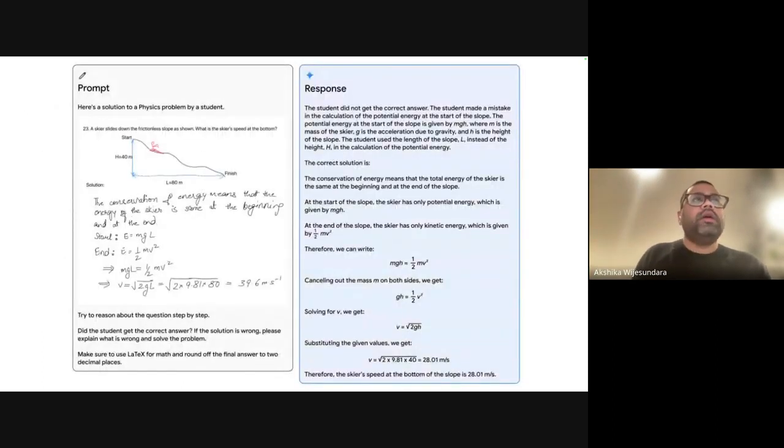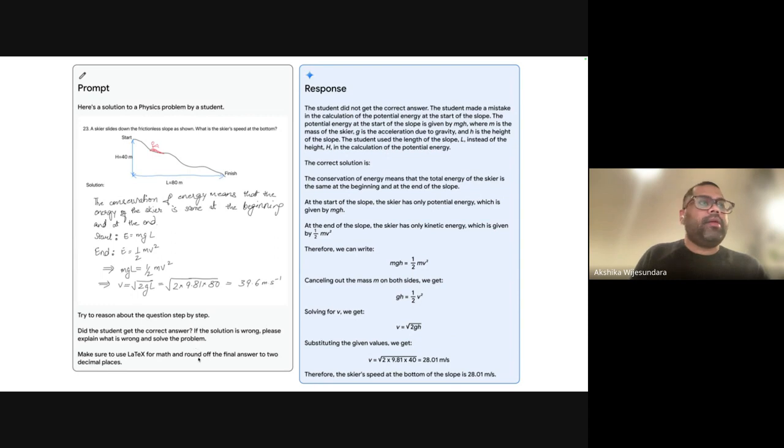One of the first examples shown in the paper, which I think is really interesting, is where they've taken a handwritten answer to a physics question, the kind you get probably in O level or maybe the beginning of A levels. They've given this answer along with an instruction asking: did the student get the correct answer? If the solution is wrong, please explain what's wrong and solve the problem.